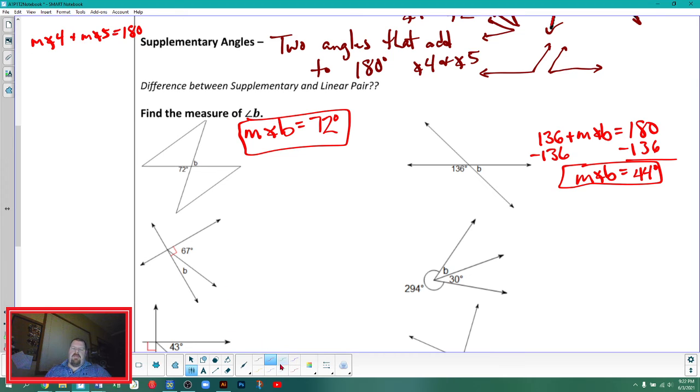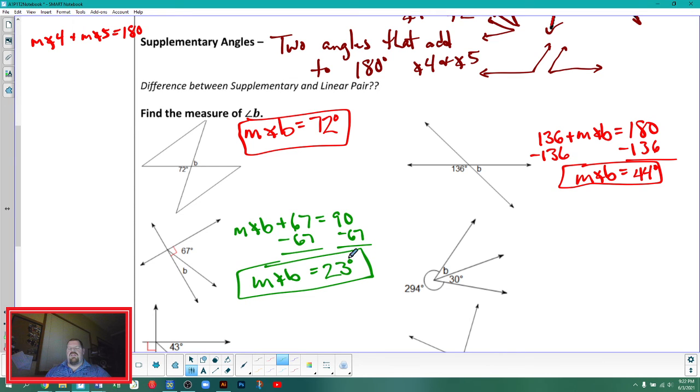On the next one, the relationship that we have here is that these two angles are side by side and they form a right angle between the two of them. So they're going to add up to 90. Measure of angle B plus 67 degrees will equal 90. Another algebra type problem. I'm subtracting 67 on both sides. And the measure of angle B is equal to 23. All these answers should have degrees on them just to be completely correct.